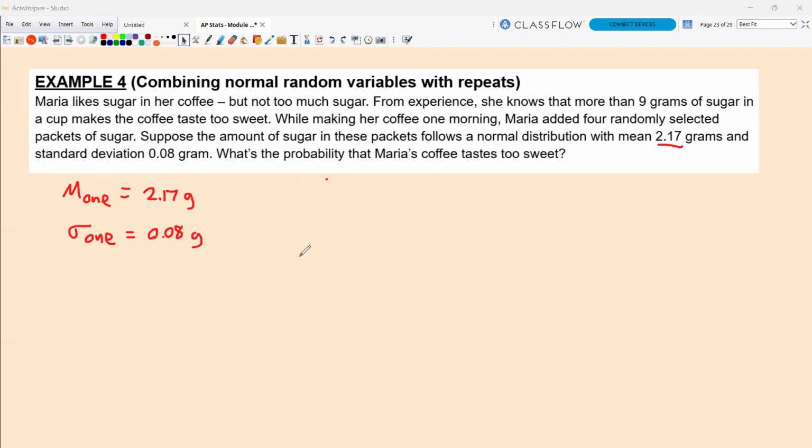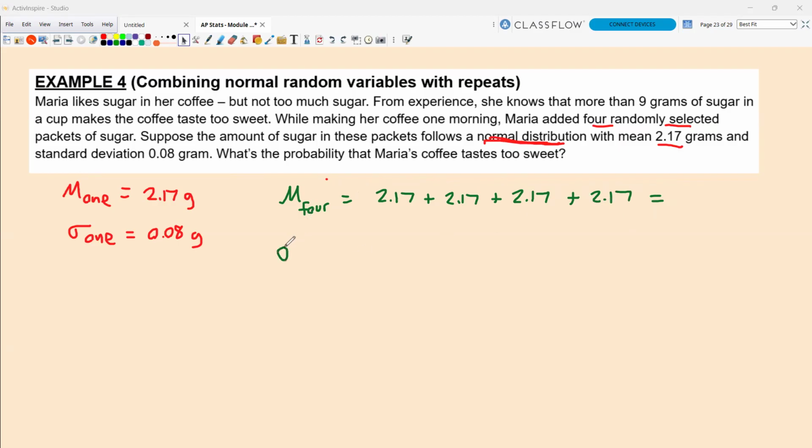So let's think about combining 4. They're 4 randomly selected. If 1 packet follows a normal distribution, then if they're all random, they're going to be independent of each other. So 4 packets is also going to follow a normal distribution. So we're going to model this with a normal curve. We're going to do the mean of 4, and that's just going to be 2.17 plus itself, or you can multiply it by 4, and you'll get your value there.